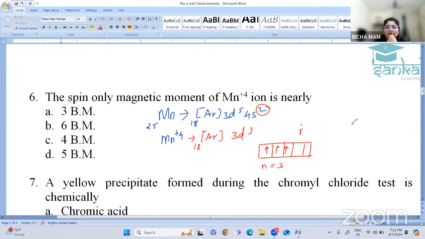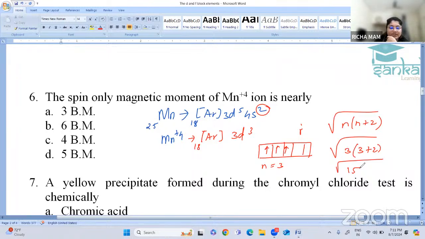So n is 3. Put the formula square root of n into n plus 2. So it is 3 into 3 plus 2. 3 plus 2 is 5, 5 3s are 15. So 15. If you see the square root of 15, what is the answer? Square root of 15, just see. 3.87. So 3.87 is nearer to what? It is nearer to option number C.